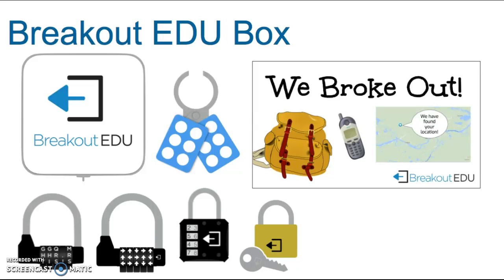In the large Breakout EDU box, you're going to print out and put the poster that says "We broke out," and it has the satellite phone and backpack on it. You'll put the hasp, the ABC lock, the direction lock, the 4-digit lock, and the key lock on the hasp.